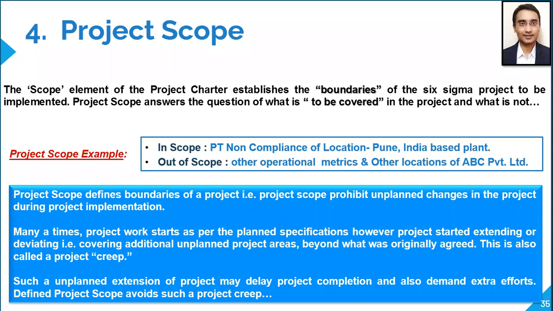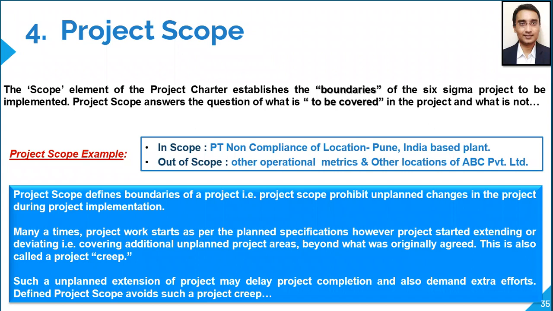So of course, when you have boundaries, it helps us understand what needs to be covered in a given project and what need not be covered in a given project. Right. So let's take an example first, and then we'll try to understand why we need this project scope. Project scope has two sub-elements: in scope and out of scope. Within the boundaries, that is in scope, and outside the boundaries, that is out of scope.